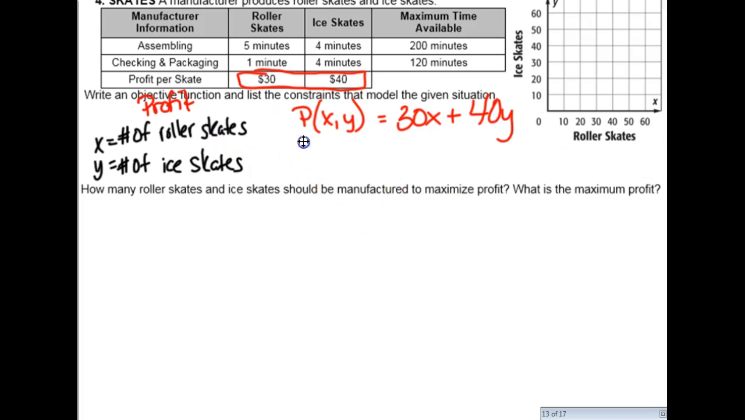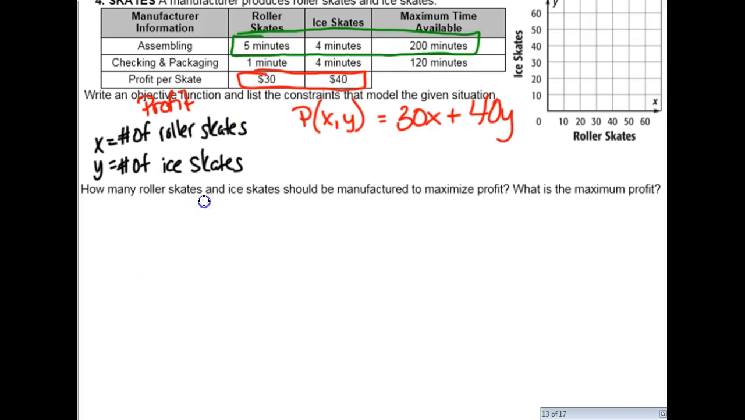I am going to not have enough room, so I'm going to write down here. This is going to be the last question we do in the notes, so you guys can use whatever space you want to use anywhere else on the notes, okay? So let's talk about constraints. The first constraint is about this assembling process. Every pair of roller skates takes 5 minutes and every pair of ice skates takes 4 minutes, and you only have 200 minutes of assembling time because of your workers or machines or whatever's going on. So that's actually your first constraint.